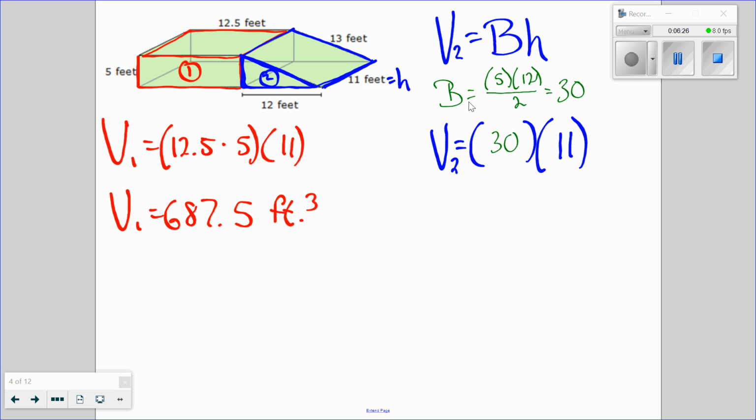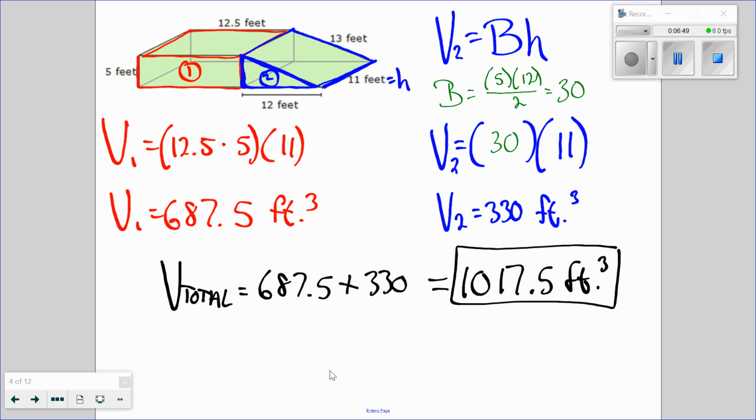So our triangular base, the area of the triangle is base times height divided by 2. That's what the capital B stands for in our volume formula, the area of the base shape. So the area of our triangle, base times height divided by 2, is 30, times the distance in between the two bases, which is considered the height of the prism. And then we add them together. So those are pretty straightforward, quick and easy.